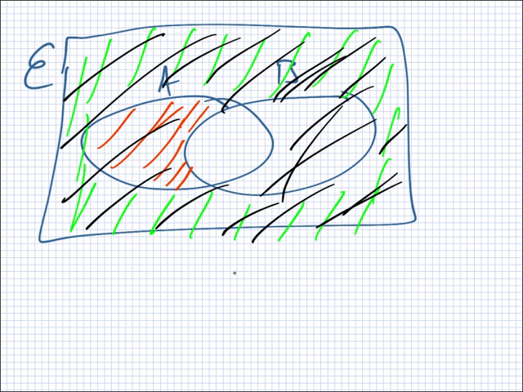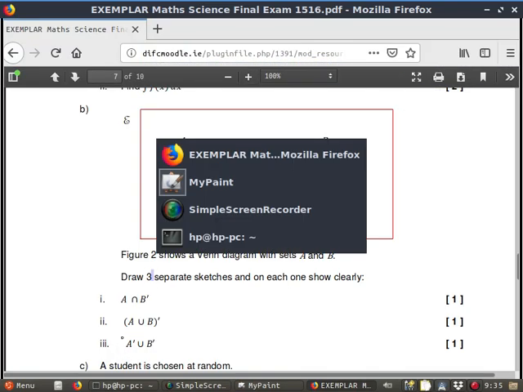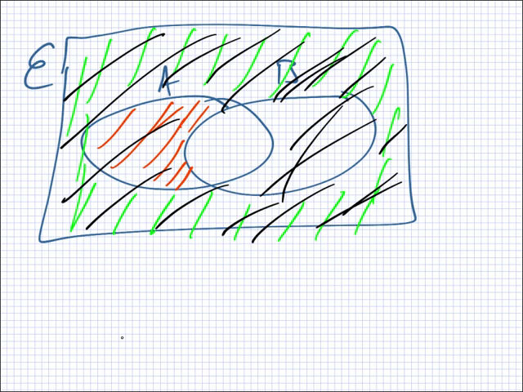I think in the exam you'll need 3 different diagrams. Yeah, because it's too messy on one diagram. Yeah, it's okay. Let's see.